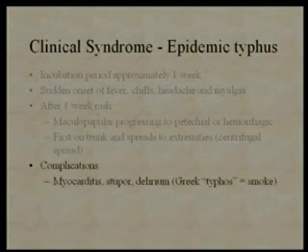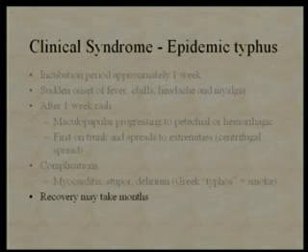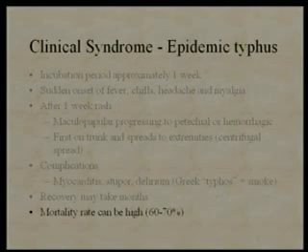And again, the rash isn't the problem. The problem is all the complications. There can be myocarditis, stupor, delirium. In fact, the word typhus comes from the Greek meaning smoke to indicate this lightheadedness and delirium that these patients have. So again, the problem is with the complications. And this is obviously not a complete list. All the organs can be affected, just like you have in Rocky Mountain spotted fever, because of the widespread vasculitis. Okay, recovery can be very, very long. This is a real serious disease, and mortality rates can be really high.